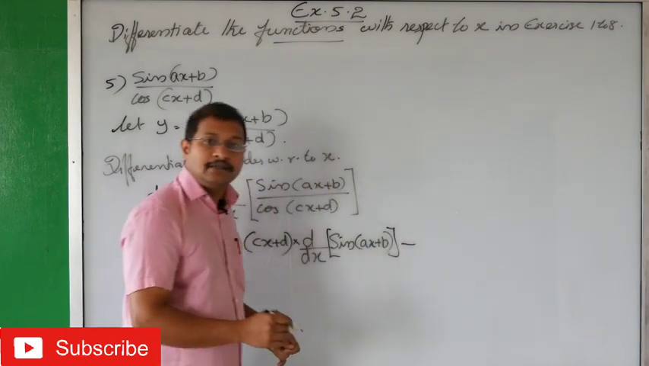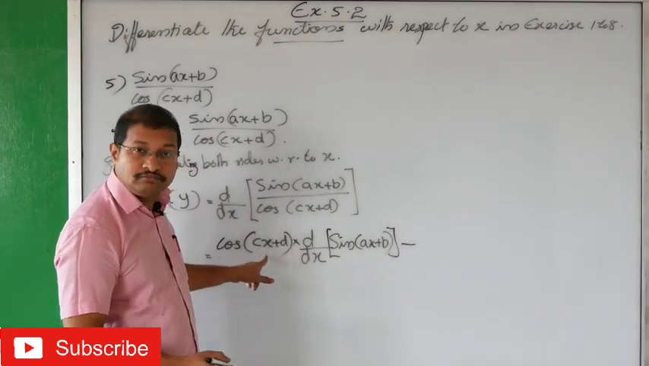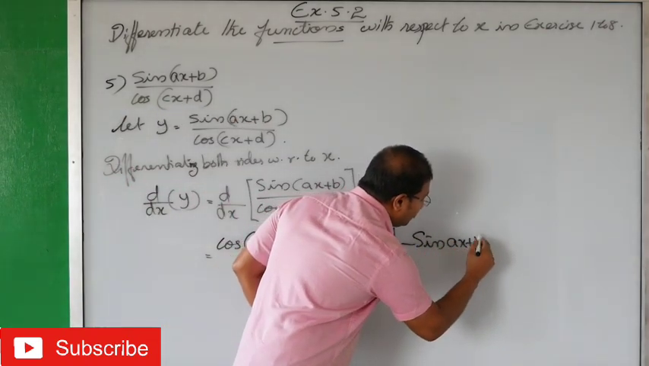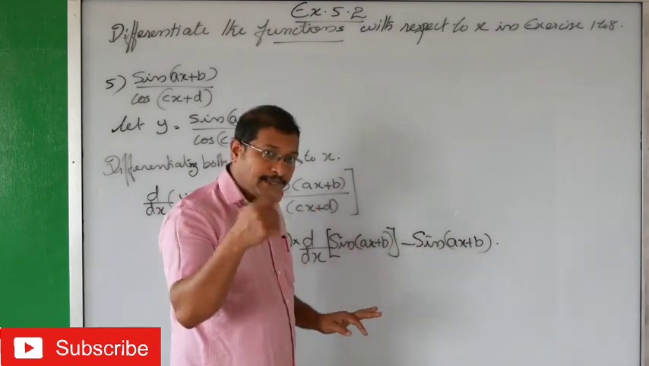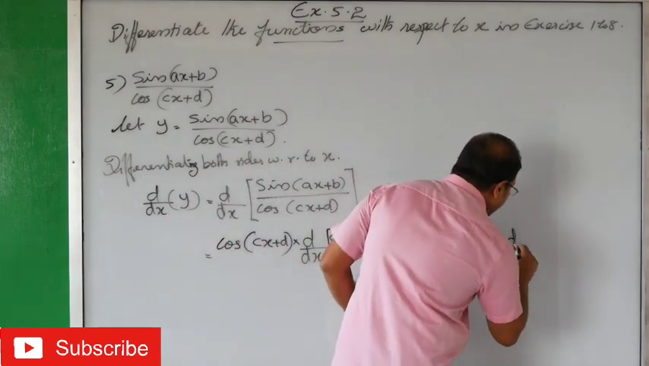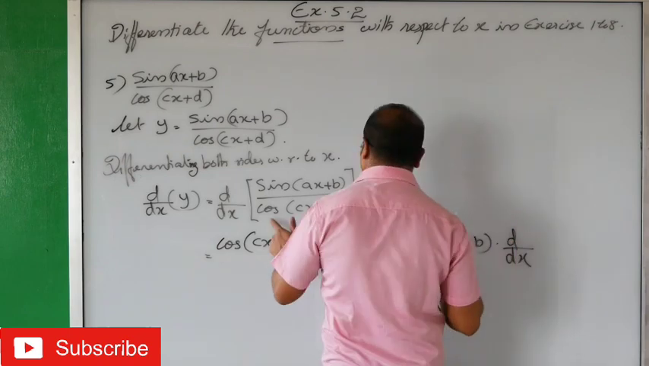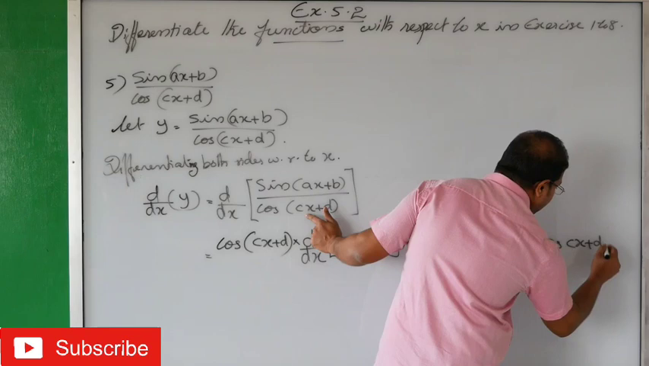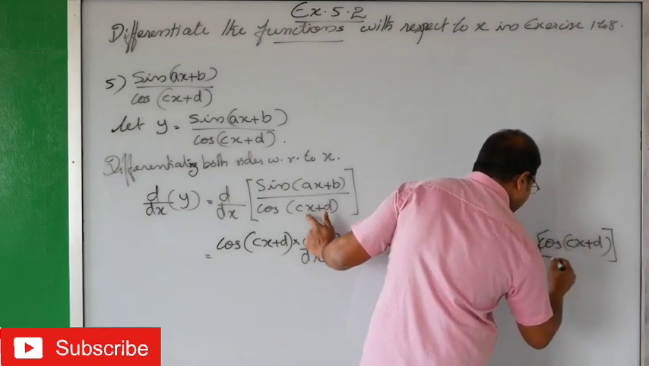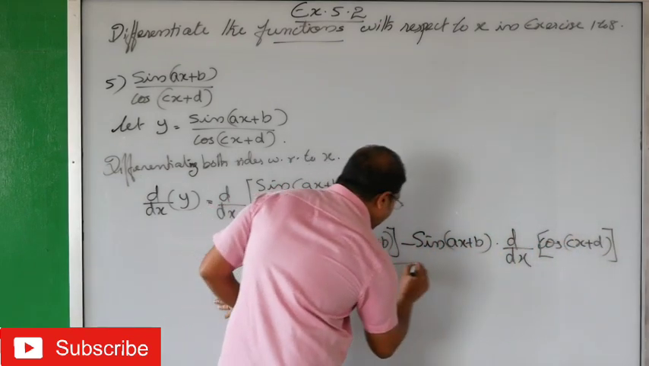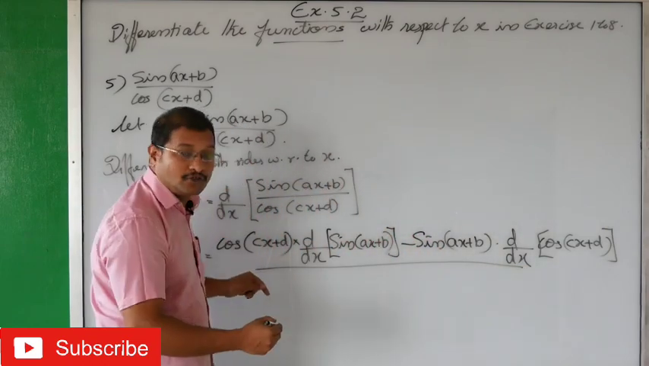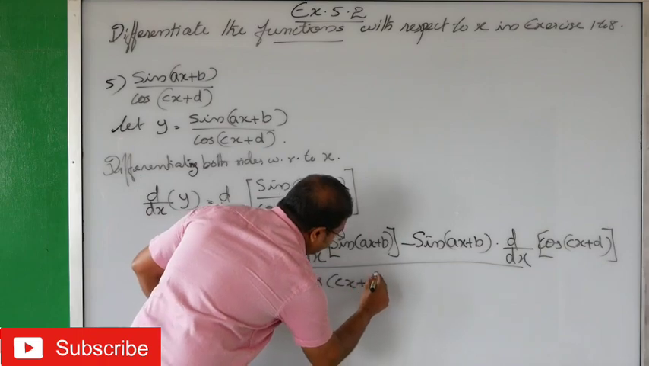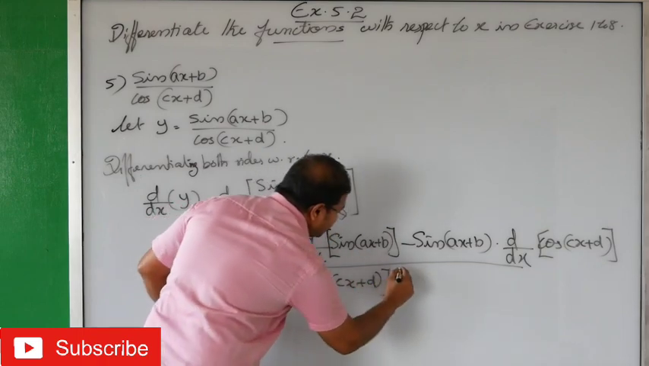Bracket minus. Now numerator. Numerator means what you will do? Sine of x plus b into derivative of the denominator. That means what you will do? Derivative of denominator is what? Cos of cx plus d, whole divided by denominator square. Denominator square means cos of cx plus d the whole square.